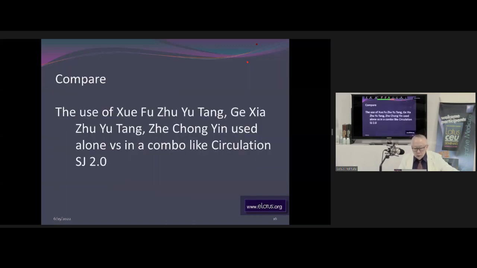See, compare the use of shefu zhu yu tang, ge xia zhu yu tang, ze chong yin used alone versus a combo like circulation sanjiao. Or you can use them separately. For example, like I said, shefu zhu yu tang is for the upper jaw. Goes everywhere, but majorly I'll be focusing on the upper part. Emotional headaches, especially those headaches that cannot be treated by chuan xiong cha tiao san, then you can use shefu zhu yu tang.